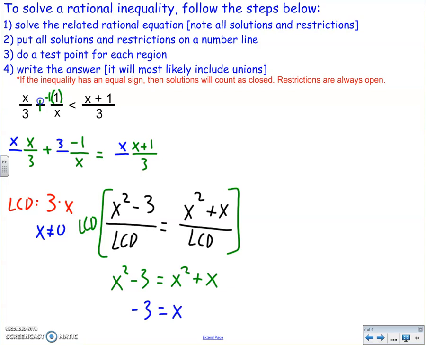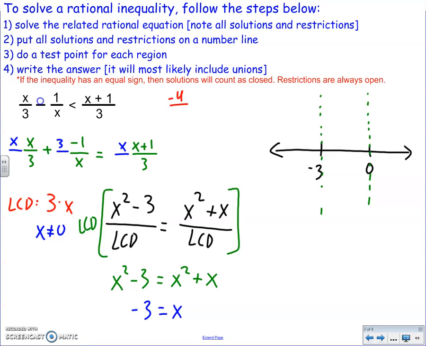Alright, so step 2, make the number line. Put every restriction, every answer on here. This one had negative 3 and 0. And there can be more sections, you'll see on the end of the problem. We're going to test something from each section. I'm going to not use the original. Something on the left of negative 3. Let's try negative 4.